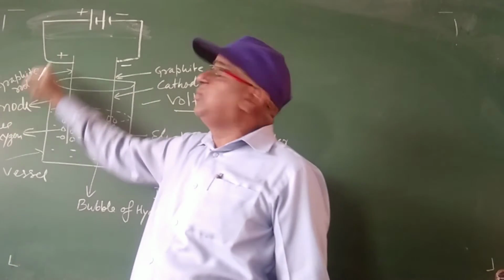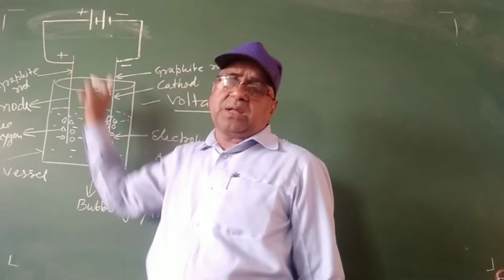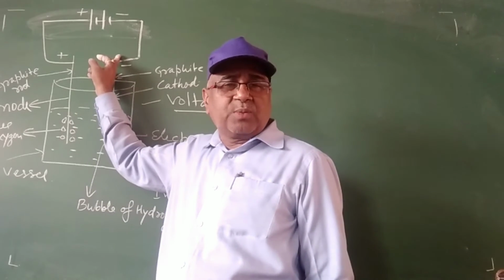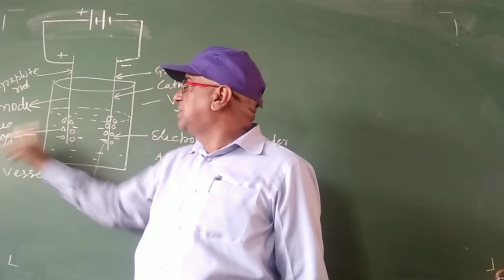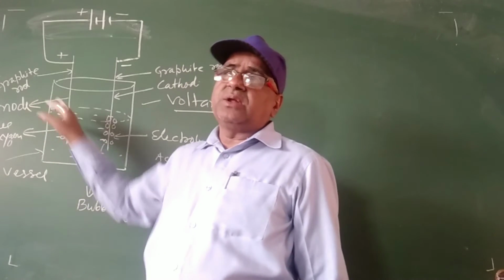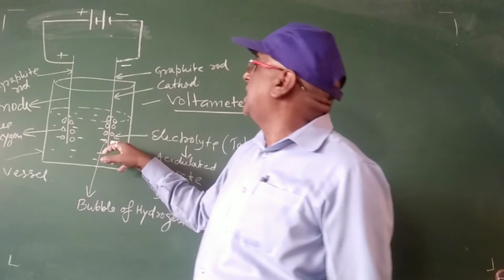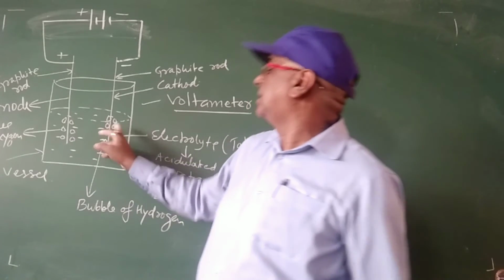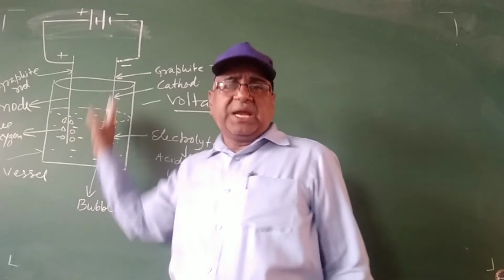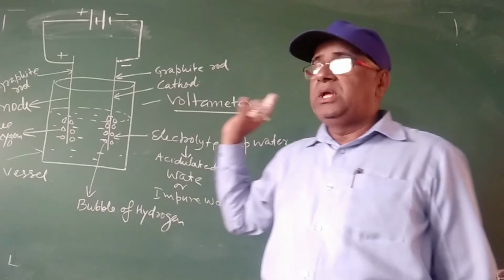Anode is the terminal which is connected with the positive, and cathode is the terminal which is connected with the negative. So negative ions, oxygen, will be collected on the anode, and positive ion, that is hydrogen, is collected on the negative plate, that is cathode.